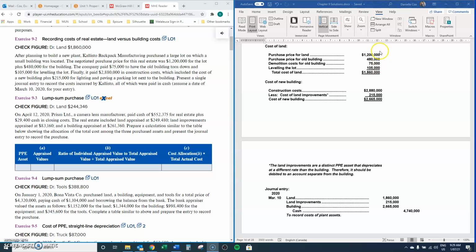Okay, so that's it for that question. So the things to take note of are what is included in the cost of the land, and taking note that the land improvements are separate from the rest of the building costs.